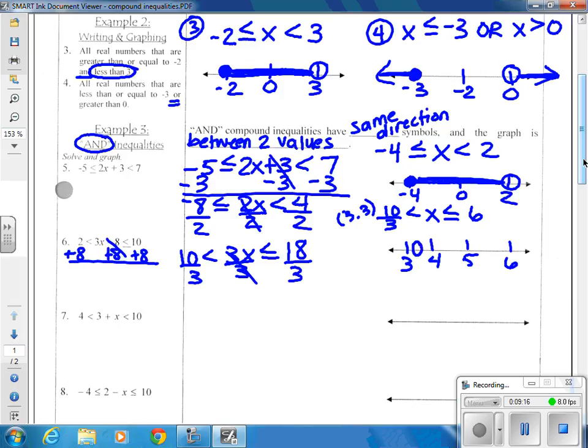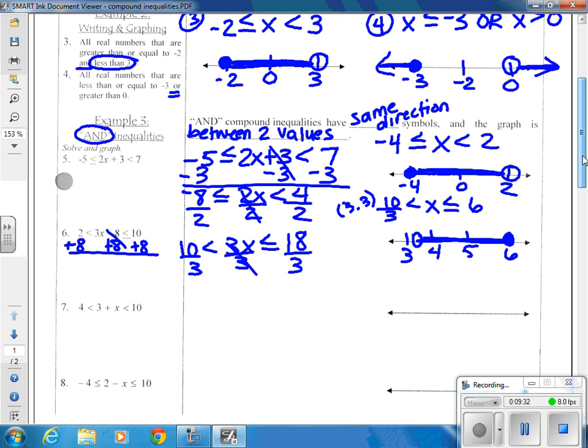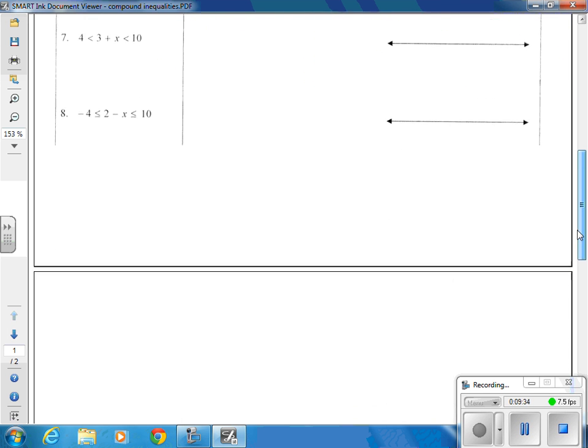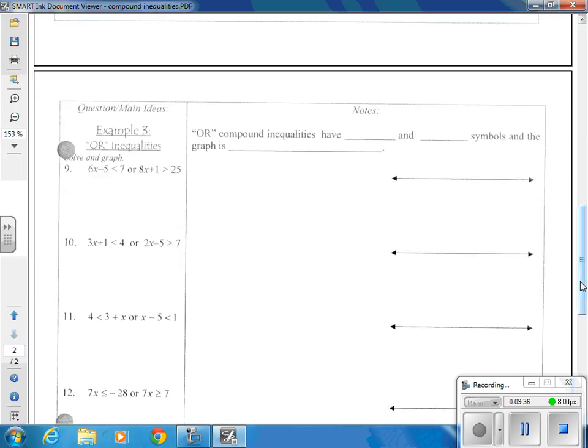And then 6 has a sign with the equal bar, so you're going to shade your circle in. It is still an and problem, so you shade in between the numbers. Okay, just make sure your open circle looks like it's open. Okay, so that's how you solve and inequalities. Your job is to do numbers 7 and 8 and come to class showing me that you understand a little bit about those.